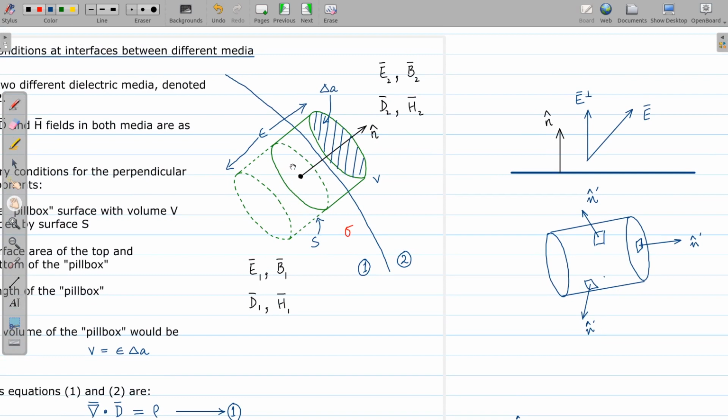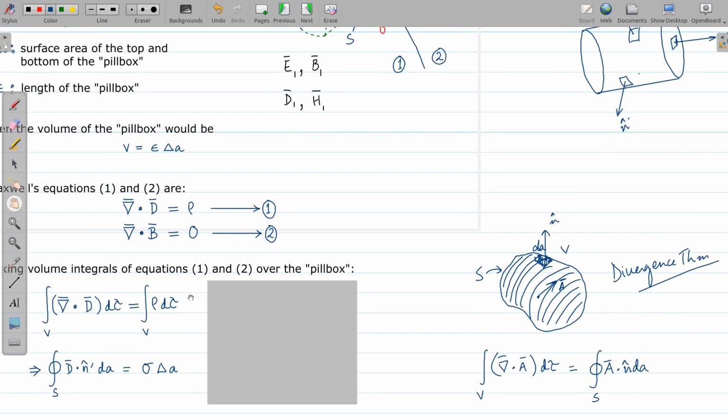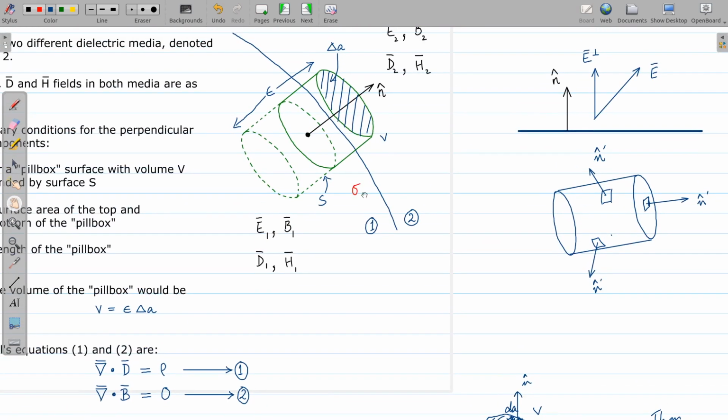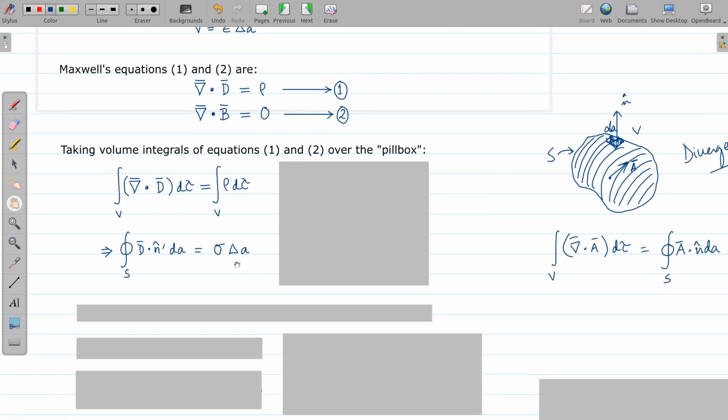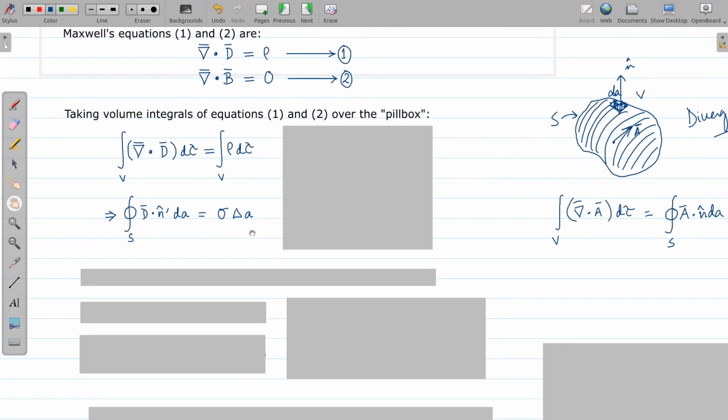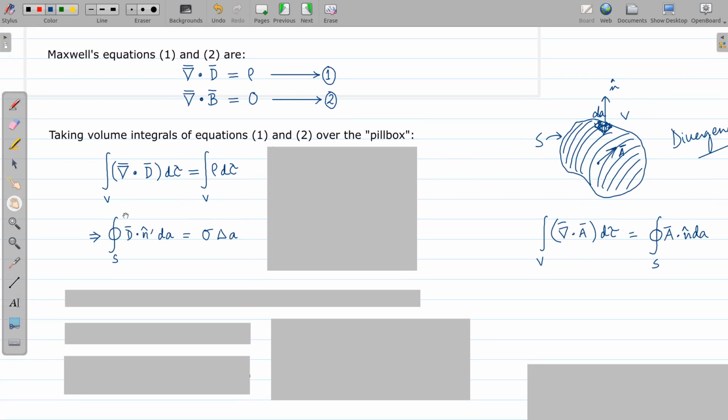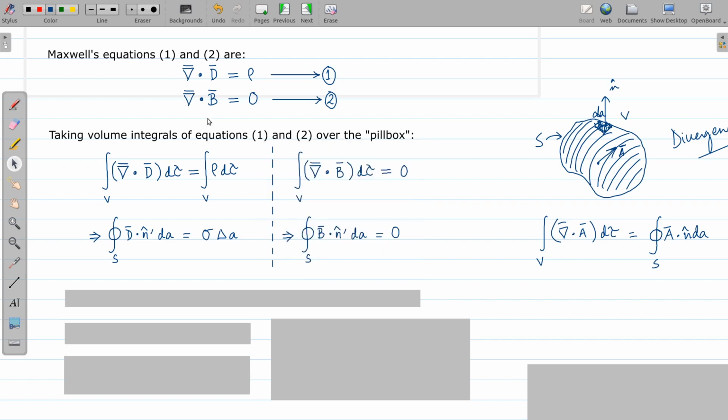There's no reason that you have to use rho to calculate this. You can as well use sigma, because sigma times area is also going to give the total charge. So sigma times this area, sigma into delta A, is going to give us the total charge.